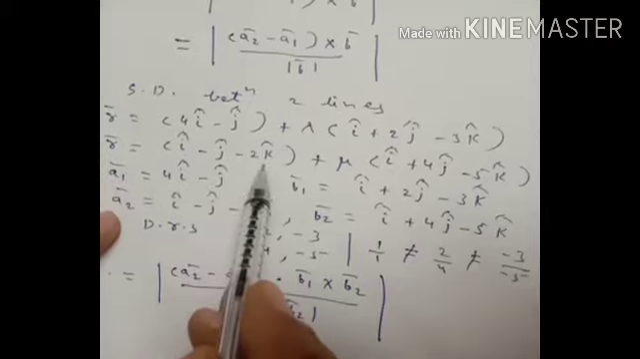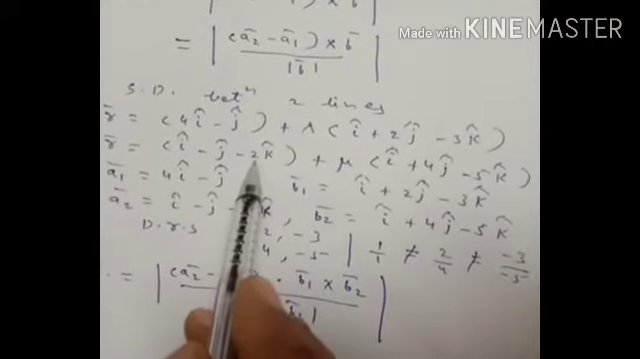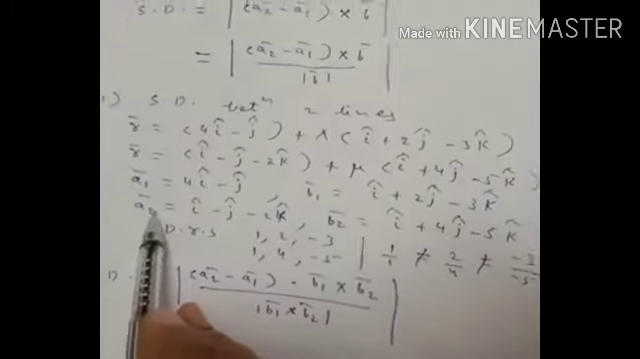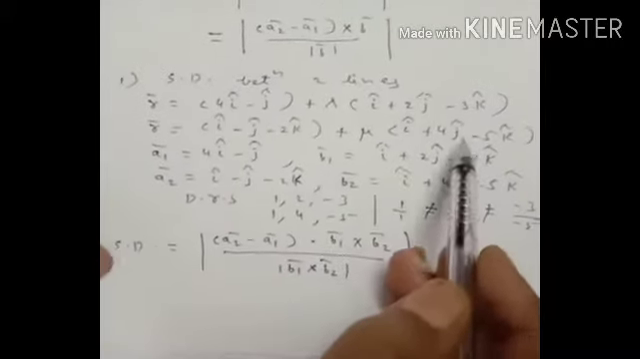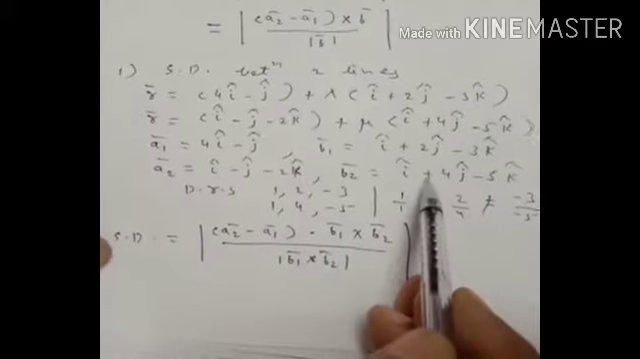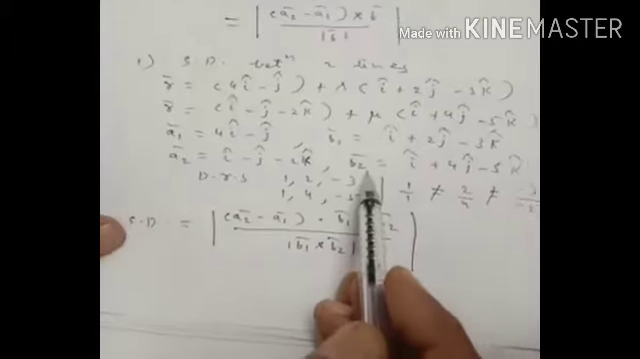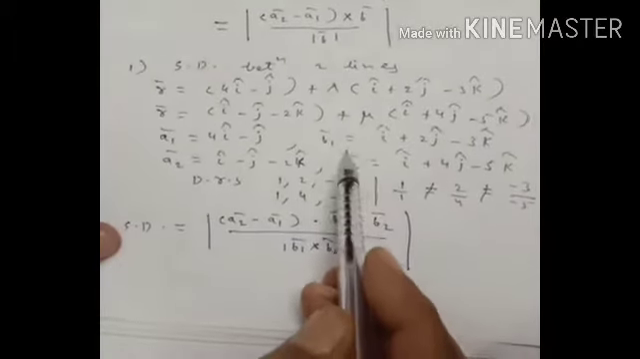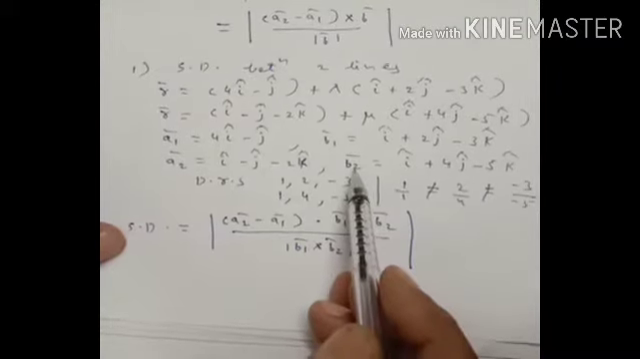i minus j minus 2k is the position vector of a point on the second line, which we have denoted as a2 bar. The coefficient of mu, the vector in the bracket, is a vector parallel to the second line. We have denoted it by b2 bar. b1 bar is parallel to the first line, b2 bar is parallel to the second line.